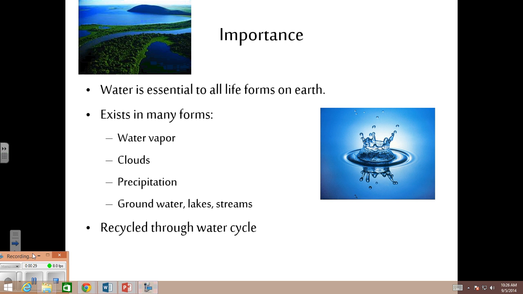It can exist in the vapor form, in clouds. It can exist as precipitation and rain and snow and sleet and things like that. And obviously a majority of our water is stored in lakes and streams, and then underground in things called aquifers, which are giant underground reservoirs that contain a majority of our drinking water. And all of this water is recycled through the water cycle.